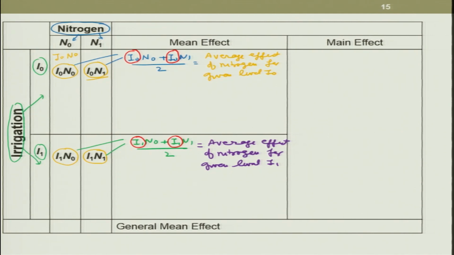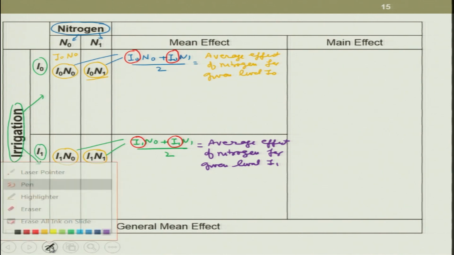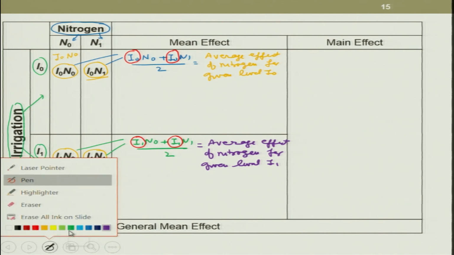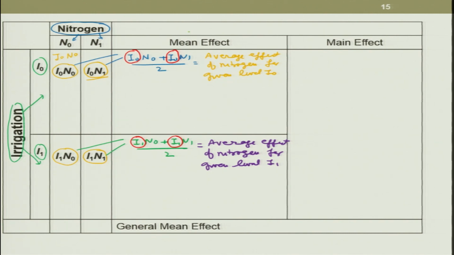And now I come to another column here, which is this main effect. Why is this called main effect? Because I will tell you at a later stage. Here what I do is I try to compare the outcome of these two averages. Which averages? I am making a green circle, please try to follow my pen, this average and this average. I try to compare them.